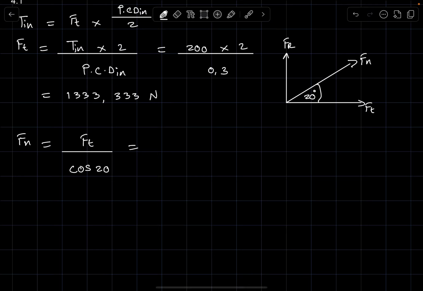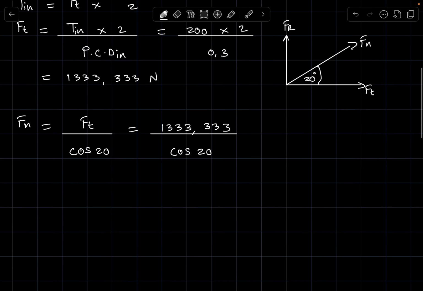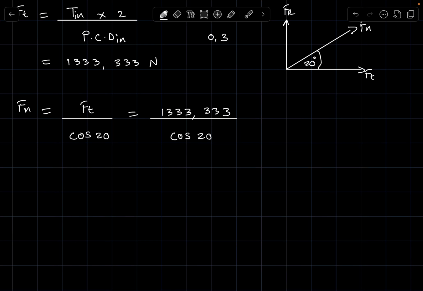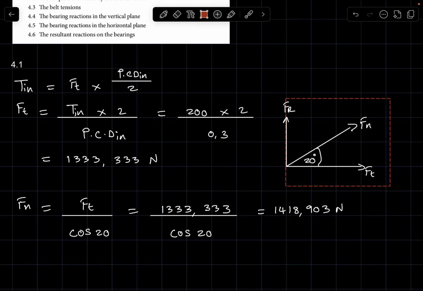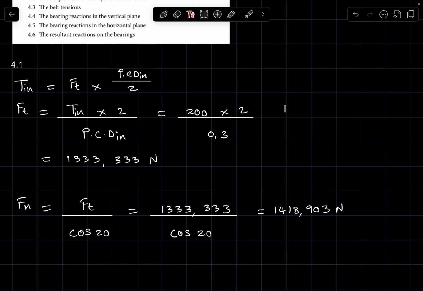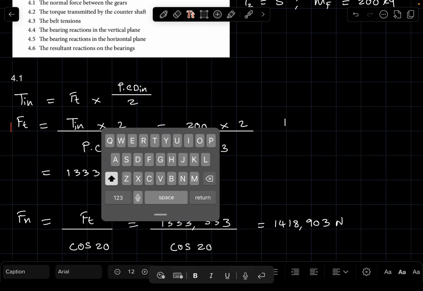Then you substitute your tangential force, which is 1333,333 divided by cos 20. Punching this in our calculators, we get 1418,903 newtons. And there you have your normal force. Next, we look at 4.2.